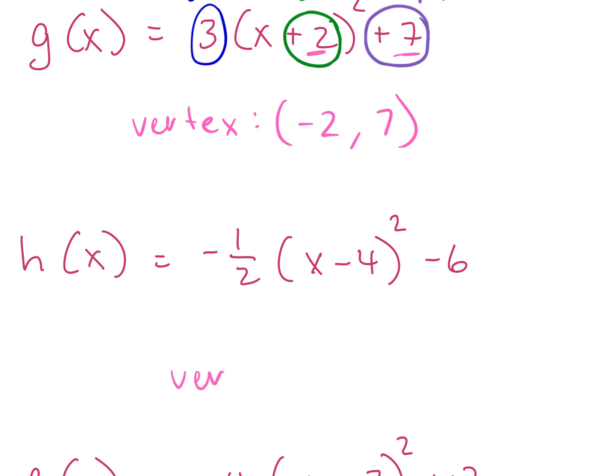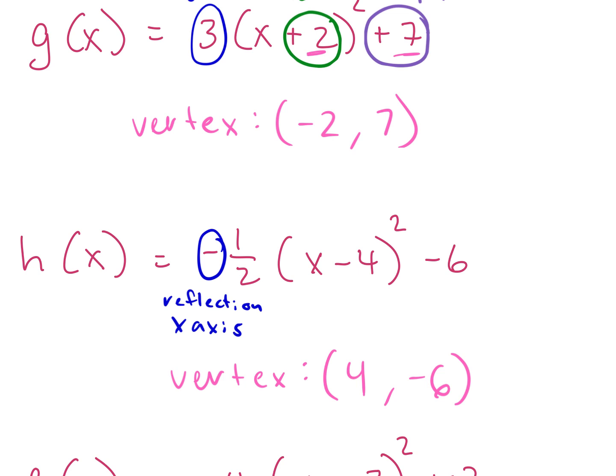What's our vertex here? +4, -6. Perfect. Now let's identify our transformations. What does the negative do? Shrink. No, not shrink. Reflection. A reflection on which axis? The x-axis, because it's outside of the parentheses. If it was inside the parentheses, it would be a reflection on the y-axis. What does the 1/2 do? This shrinks. And then -4 on the inside. Right 4. And down 6. Awesome.